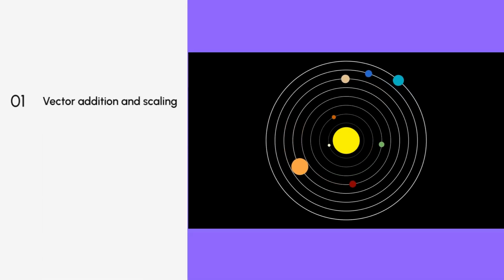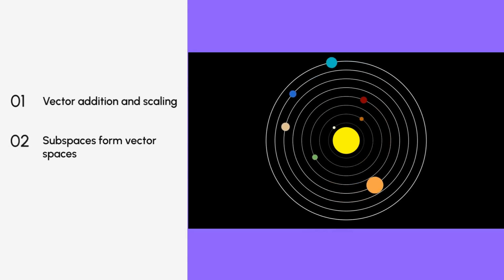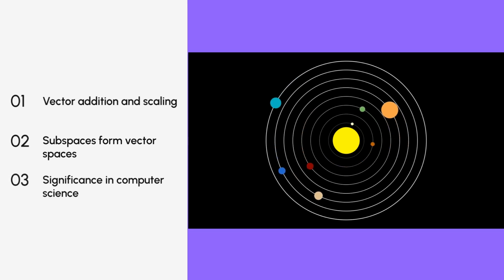A vector space is a set of vectors that can be added and scaled. Subspaces are subsets that also form vector spaces. They are used in abstract models and algorithms. Understanding these spaces helps in computational problem solving. Let's explore their significance in computer science.